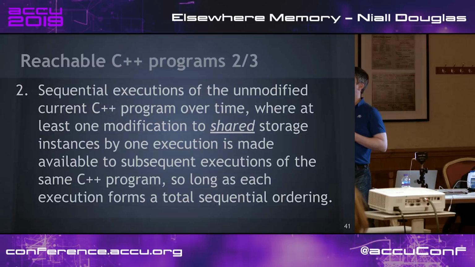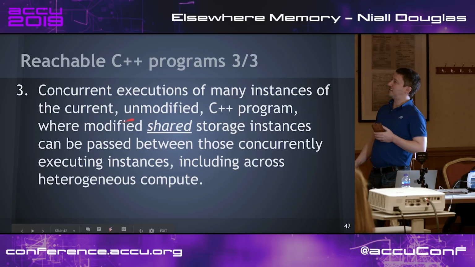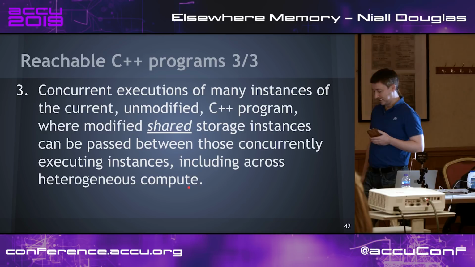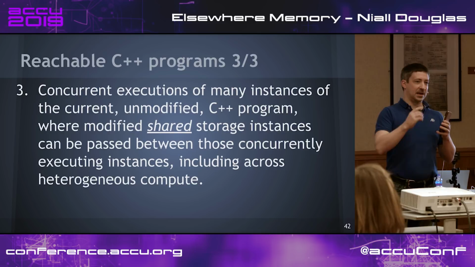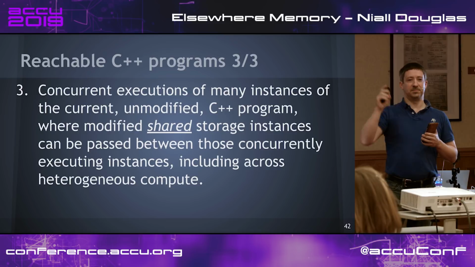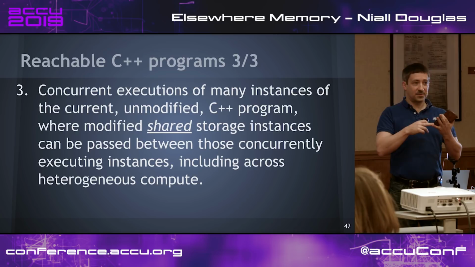Here comes the big one. You can also define your C++ implementation to permit many instances of the unmodified current C++ program, where the modified shared storage can be passed between concurrently executing instances, including across heterogeneous compute. This opens the door, if they accept it, to having a shared memory region shared between all instances of identical C++ programs, and if you put objects into those shared regions, you will be able to interoperate between multiple instances of your C++ program, but it has to be identical. This is very key. By identical, I mean identical compiler, identical flags, identical binary in every way, identical architecture, no differences.